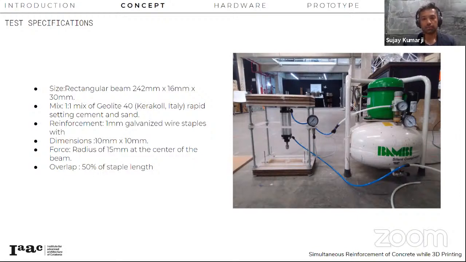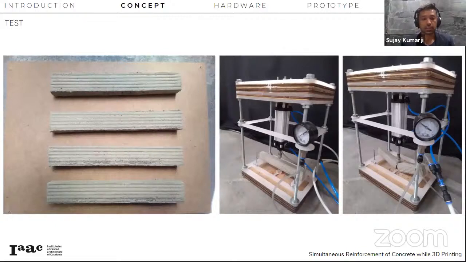So we had a setup based on the kind of mixes that we use, the kind of staple sizes that we use, and the amount of force that we applied onto the reinforced segment to see how it performs under stress and to see if tensile forces are actually generated by the use of this technique. So we made a few samples and then applied a point load onto the center of it, spanned across two ends, to see at what point are the failure points.